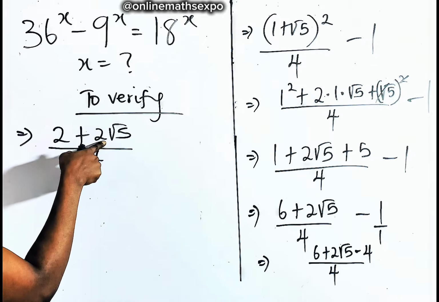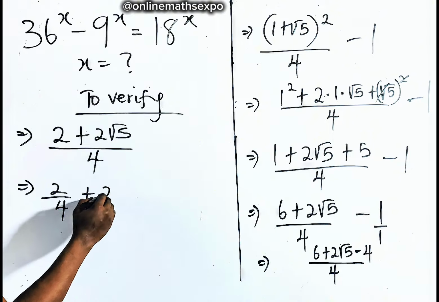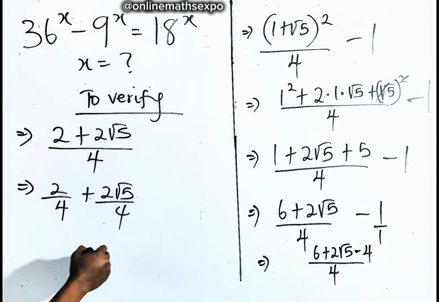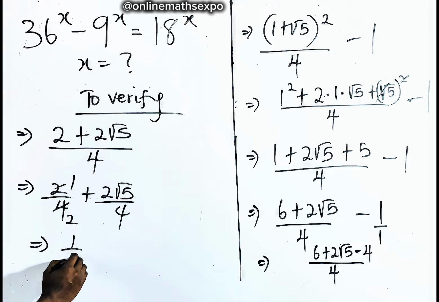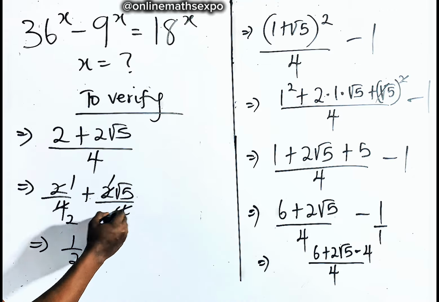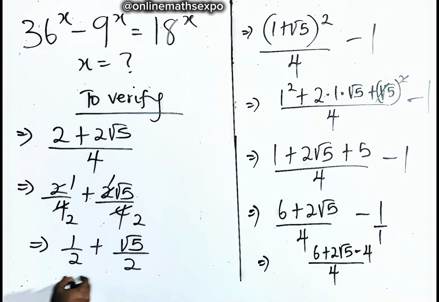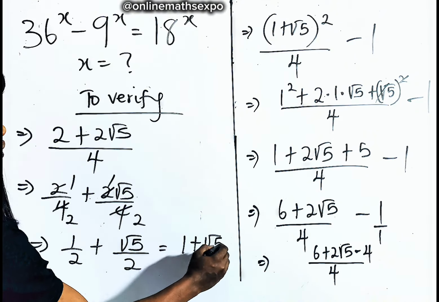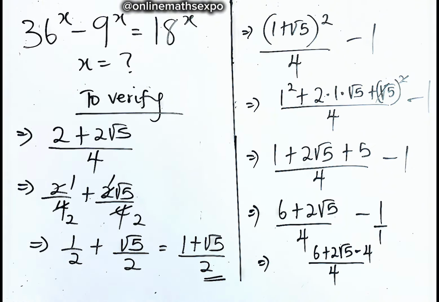This 4 can divide each of the numerators. So we have 2 on 4 plus 2 root 5 on 4. 2 over 4 is a half, plus 2 over 4 is 2 over 4, so we have root 5 over 2. And that is what we have. This can also be written as 1 plus root 5 divided by 2. That is what we have for the left side.